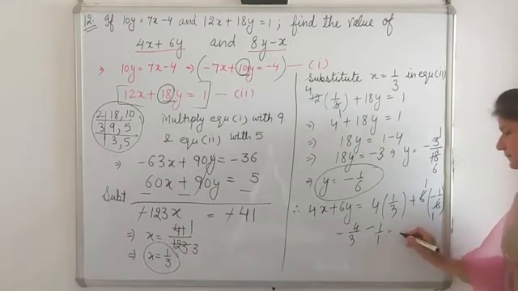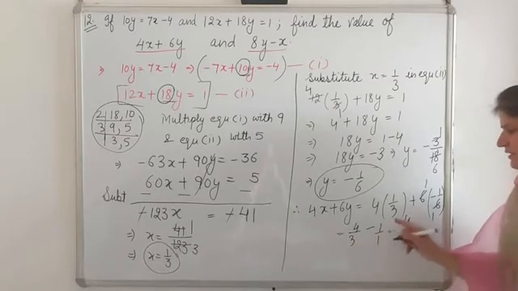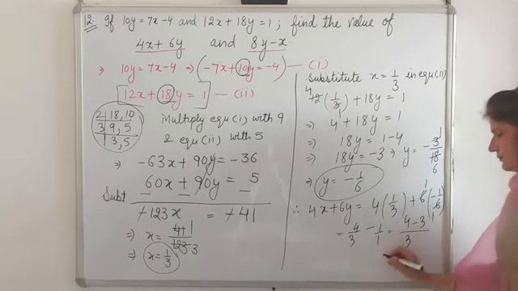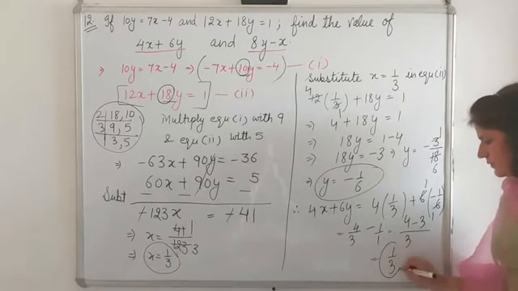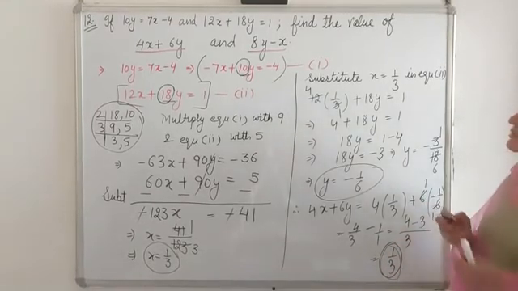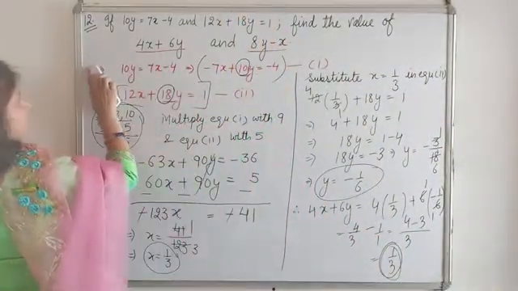Take LCM. 1 3s are 3, then 3 will come here. 1 upon 3. First answer. Okay. Now secondly you have to find the value of 8y minus x.